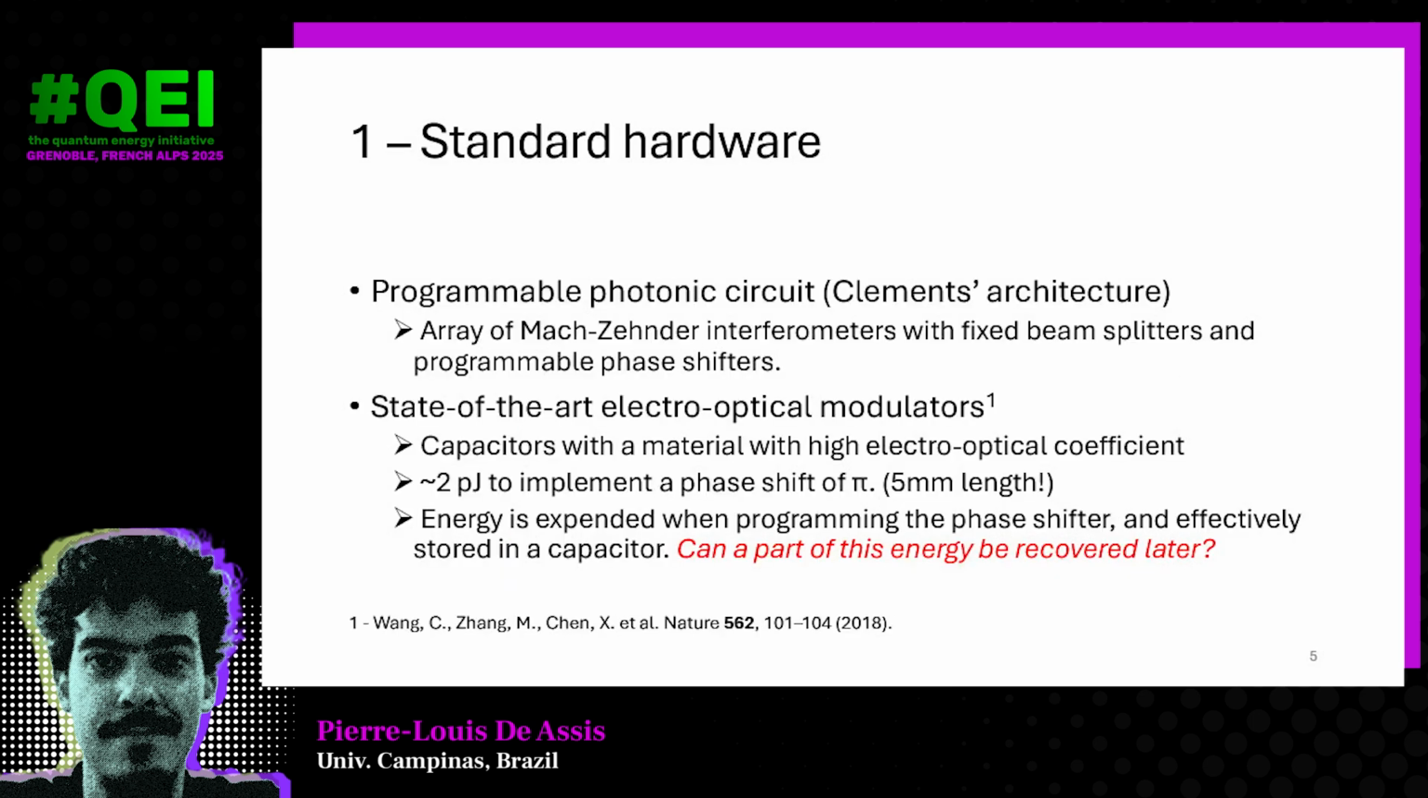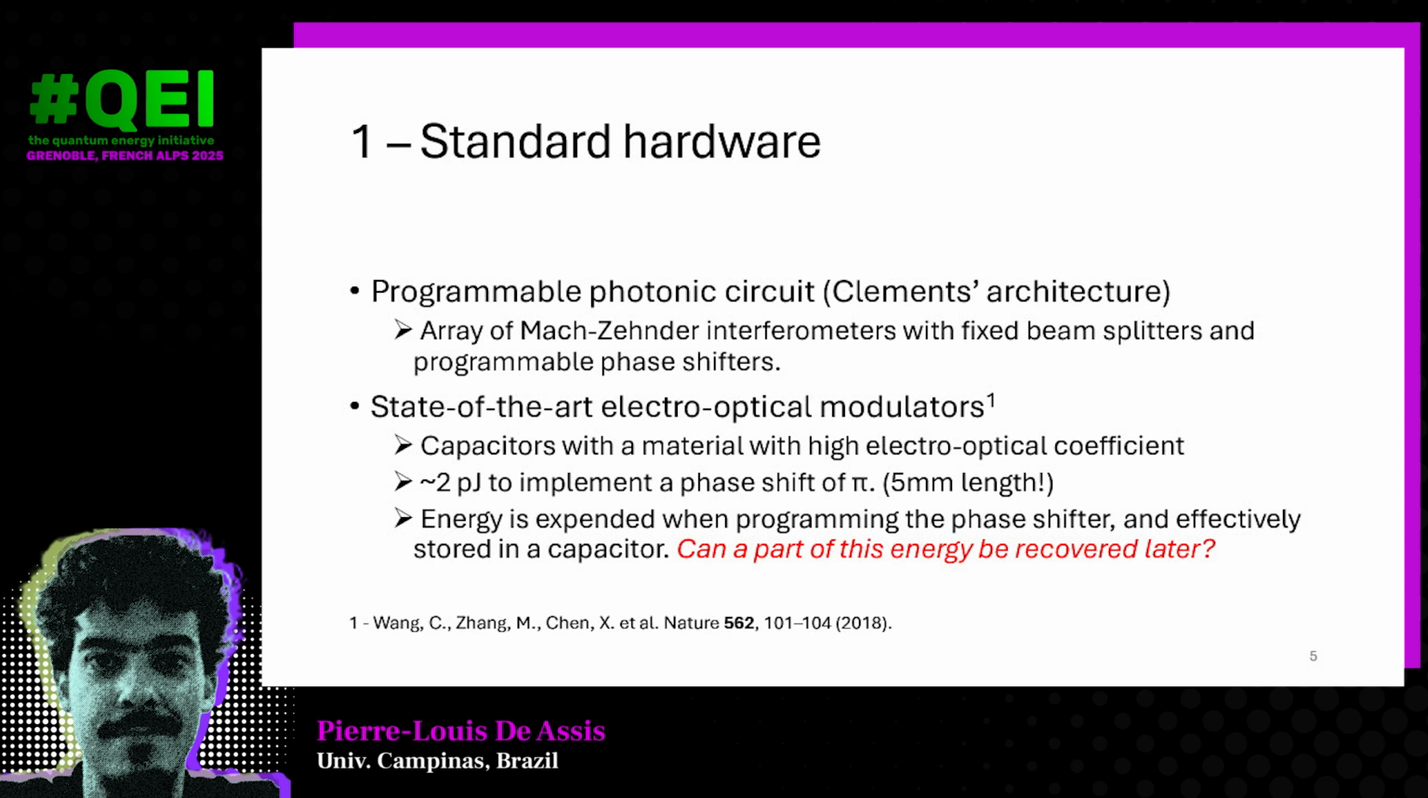So this will be our standard hardware to calculate this energetic cost. It's this array of Mach-Zehnders, and we are going to consider state-of-the-art electro-optical modulators, because nowadays, most people use thermo-optical modulators, but these are incredibly inefficient. They're essentially resistive heaters, and so I want to keep my energy costs down, so we're going to explore these electro-optical modulators. They're essentially capacitors with a material with a high electro-optical coefficient.